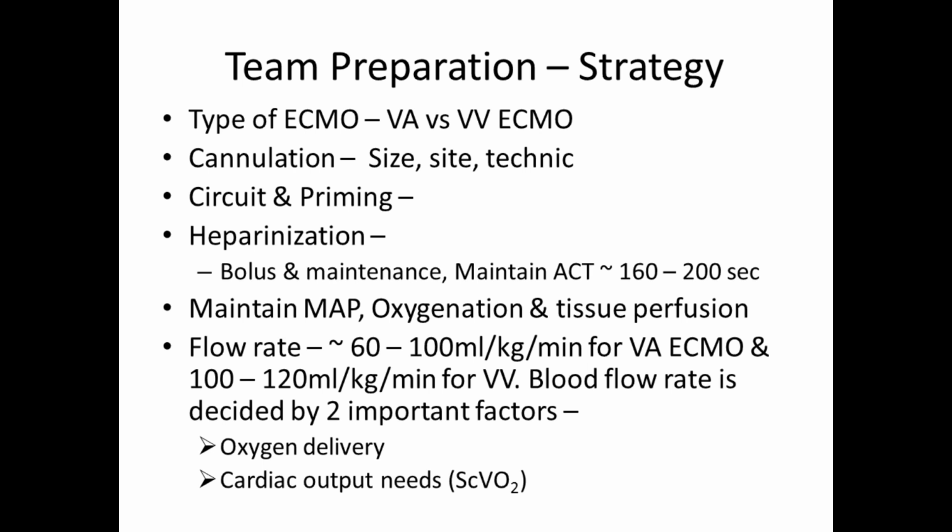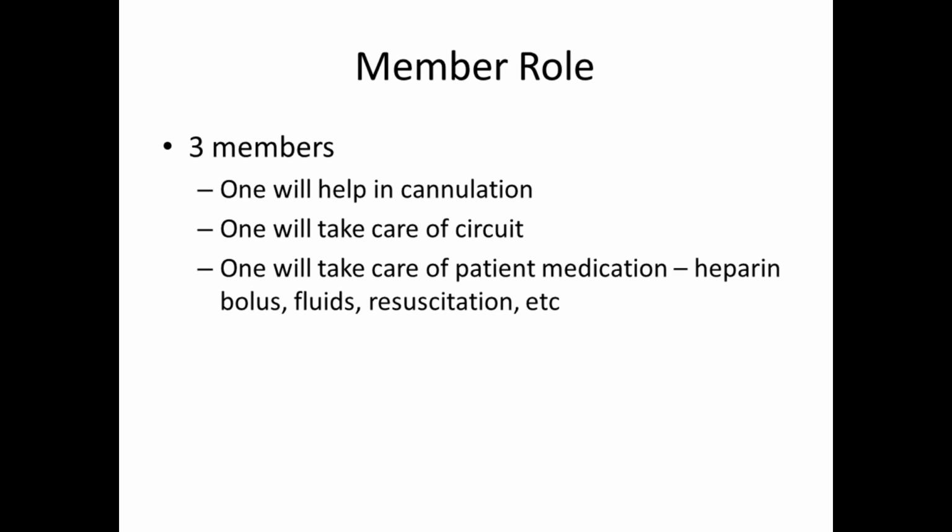Maintain mean arterial pressure, oxygenation and tissue perfusion. Flow rate is usually 60 to 100 ml per kg per minute for VA ECMO and 100 to 120 ml per kg per minute for VV ECMO. The flow rate is decided by two important factors, that is oxygen delivery and cardiac output needs. That is what is going to determine how much flow you want to give.